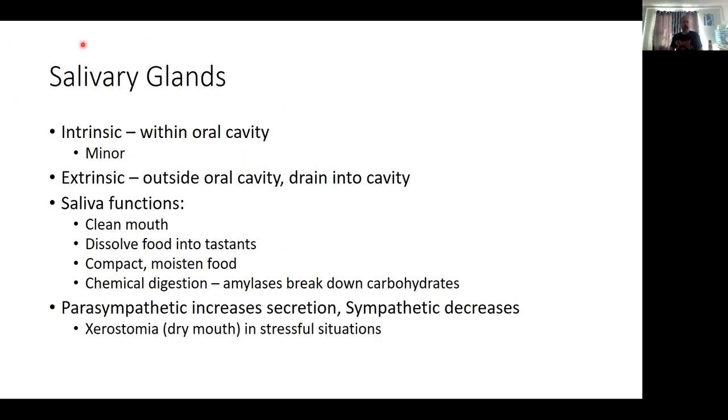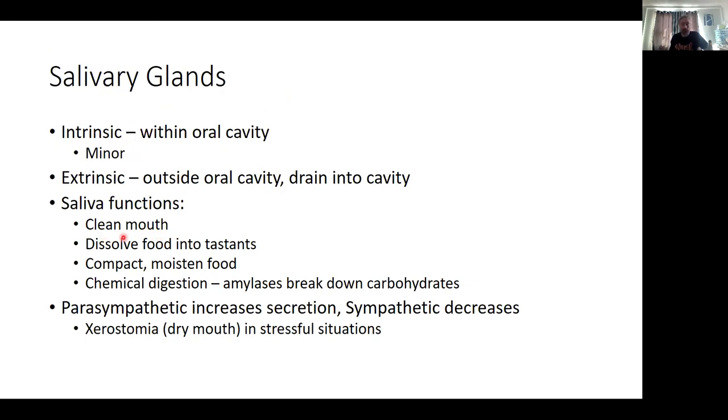The salivary glands, there are two varieties of these. There are ones that exist within the oral cavity. They're called intrinsic, but there's not a lot of them and they don't make a lot of saliva. When we think about making saliva, we're thinking about the extrinsic ones. These lie outside of the oral cavity, but drain into it.